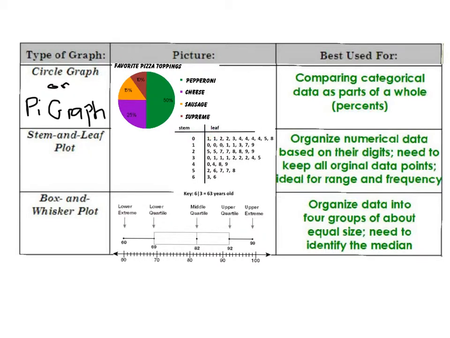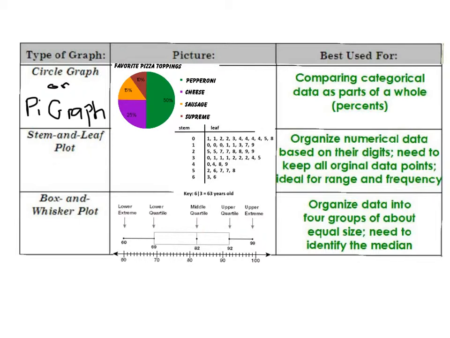And then finally you have a box and whisker plot, and that's used to organize data into 4 equal groups called quartiles. So you see the word quartile there, and it's great for identifying the median.